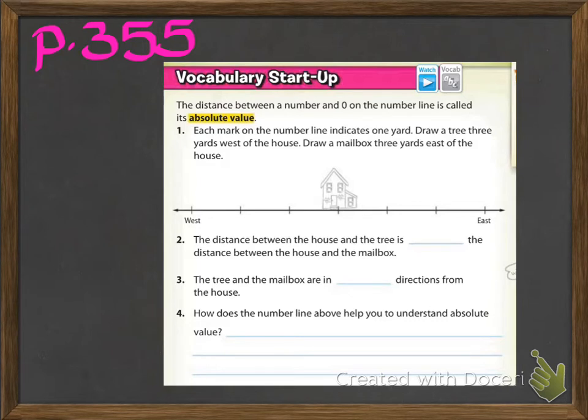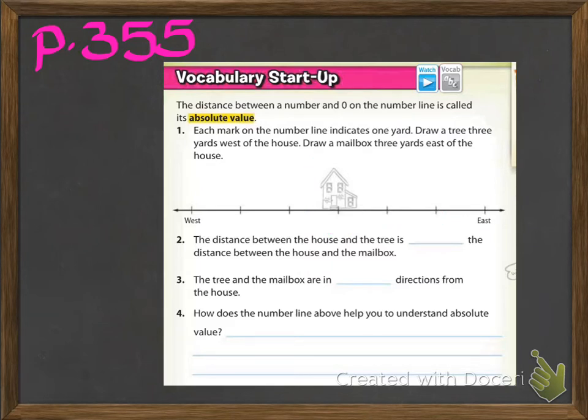A lot of people think absolute value is like opposites, and it really isn't. It isn't opposites, but you'll see how they're very similar. It really means how far away you are from 0. So let me give you an example. Notice this house right here in the center. It says each mark on the number line indicates 1 yard. So this is 1 yard away from the house, 2 yards away, 3 yards away, and so forth.